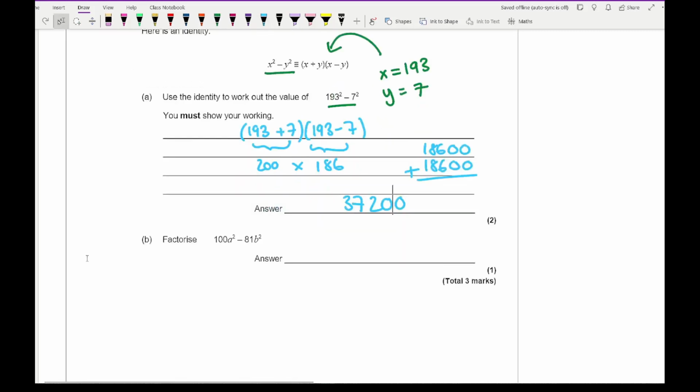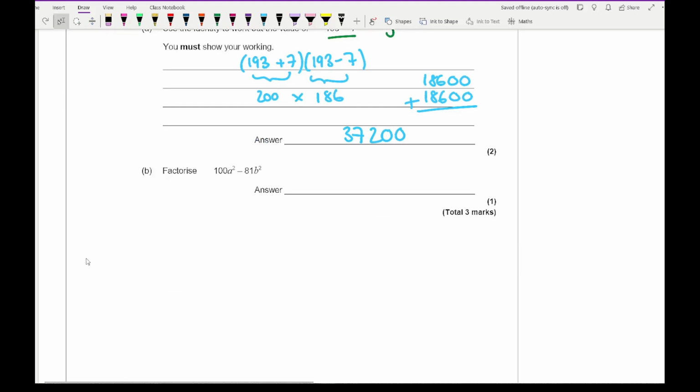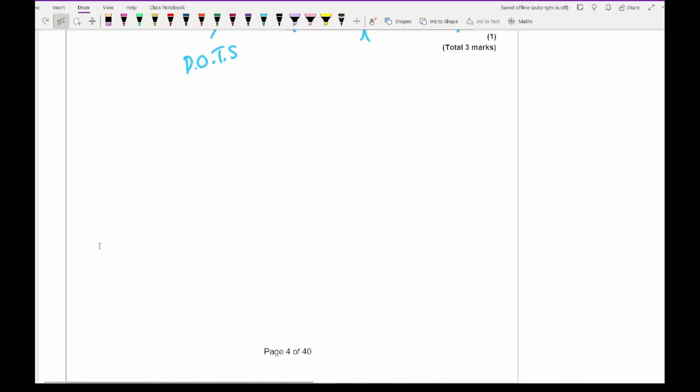So then moving on to question B. So this represents a difference of two squares, which is called DOTS, or more commonly known as DOTS. I can't say I take credit for inventing that. So setting up my double brackets, what do I have to square to get 100a squared? Well, I need 10a. What do I need to square to get 81b squared? Well, that's going to be 9b. One's a plus, one's a minus. It doesn't matter which one's a plus or which one's a minus.